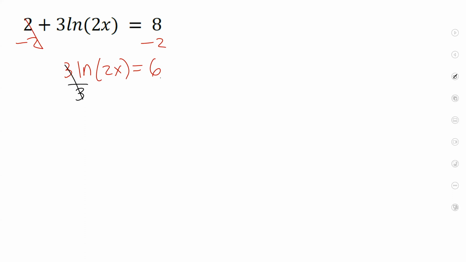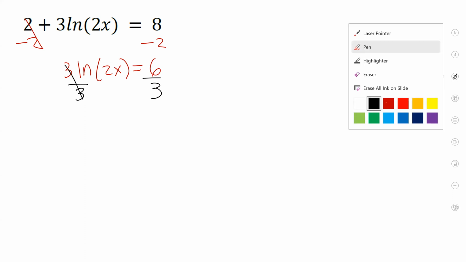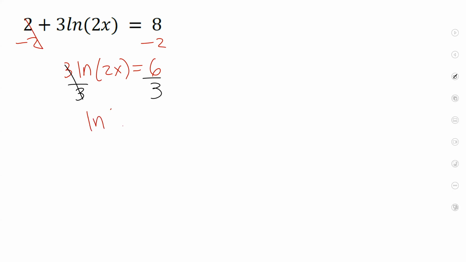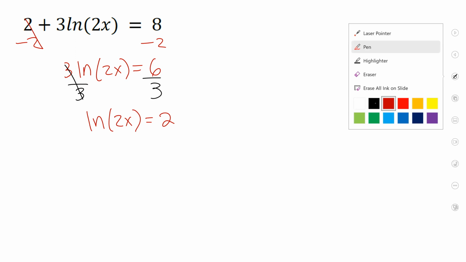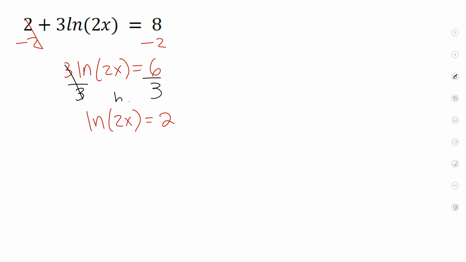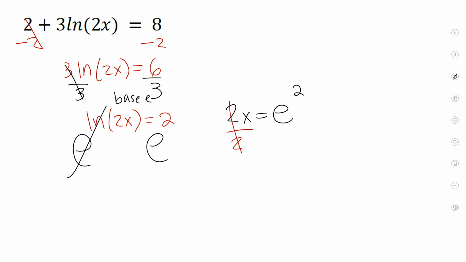Divide by 3. So you get ln of 2x equals 2. Now, the base of an ln, write this down. The base is e for ln. So we're going to do big E's right here. E and ln cancel out. So we are left with 2x equals e to the power of 2. Now you just divide both sides by 2. And you can just leave your answer like this.